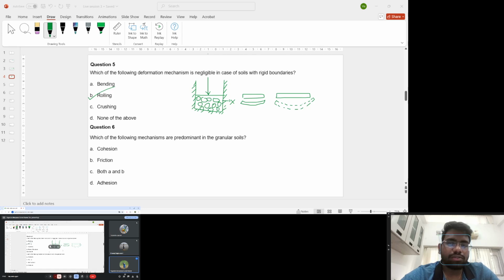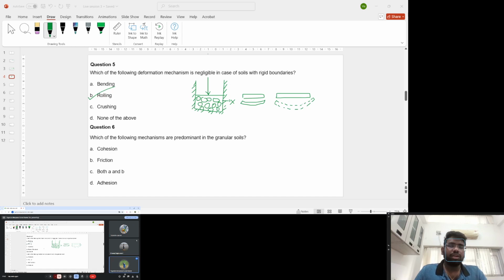Are you able to get it? When a grain gets crushed, it will get crushed into finer particles. So it will accommodate in the available pore spaces. So it contributes to some volumetric deformation.